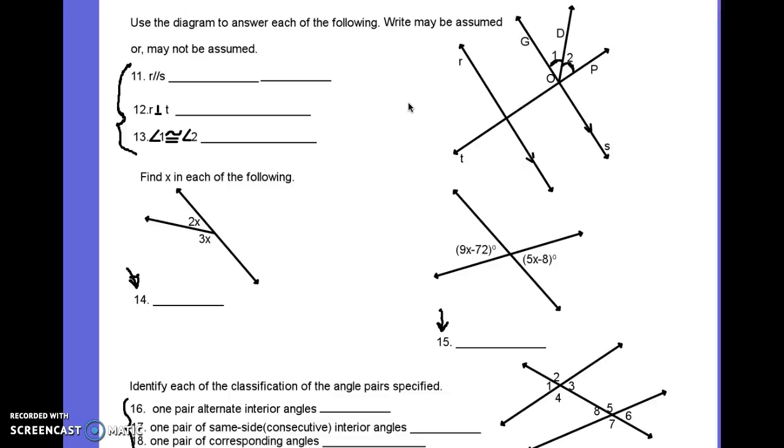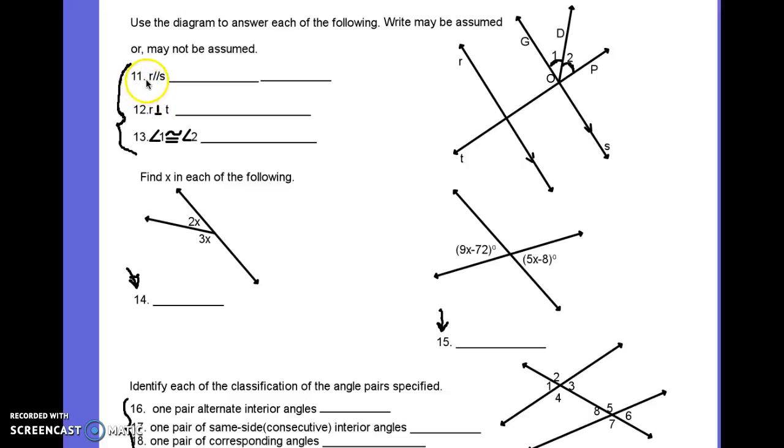And this is geometry, and it will be good for not only the regular geometry students, but also the standard geometry students. Okay, so let's go ahead and begin. I want to begin with something which I've not taught you before, but I'm going to teach it to you now. So pay close attention as we look at numbers 11 through 13. It says, use the diagram to answer each of the following. Write may be assumed or may not be assumed. And this is fairly straightforward, but we just haven't gone over it together yet.